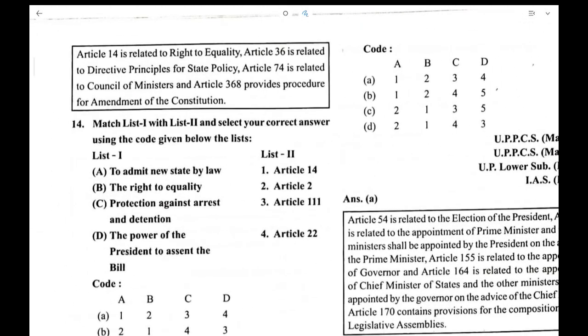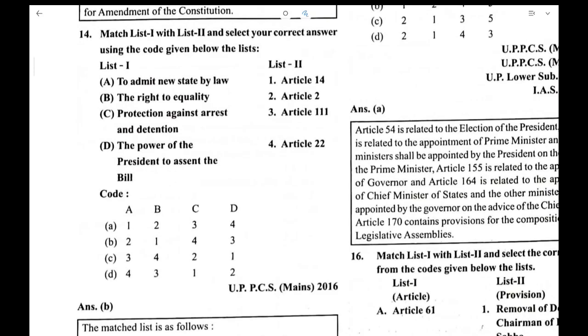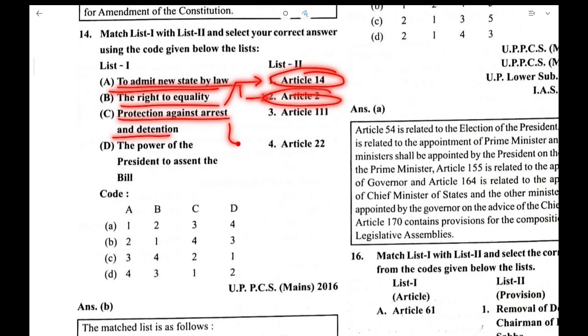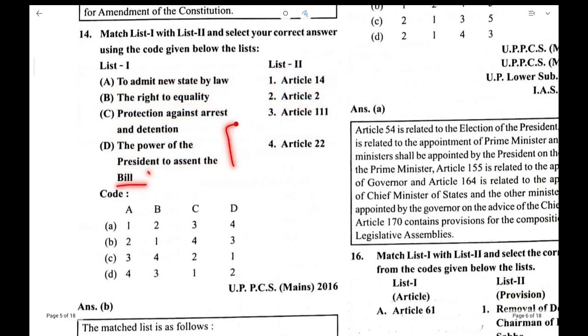Now next question is about admission of new states by law. Article 2 is correct. Right to equality, article 14. Protection against arrest and detention is mentioned in article 22 and the power of the president to assent to the bill is mentioned in article 111. So the correct answer here is B.